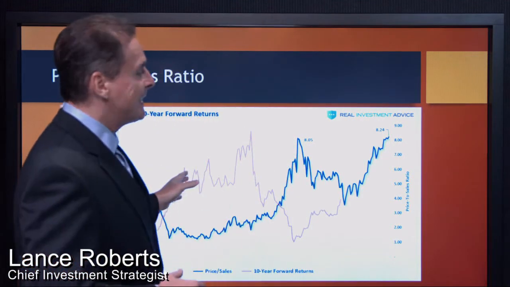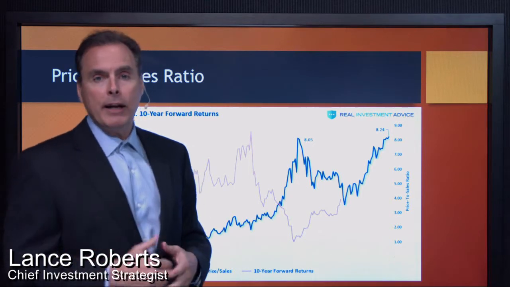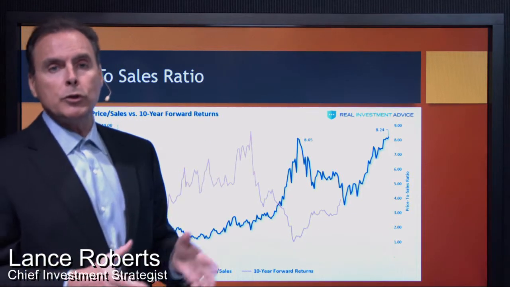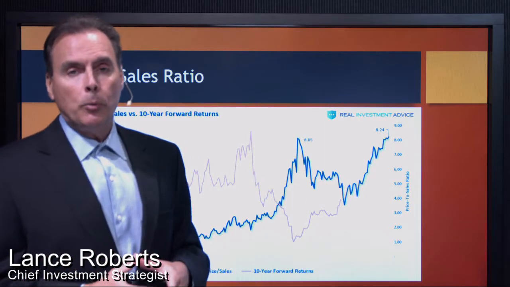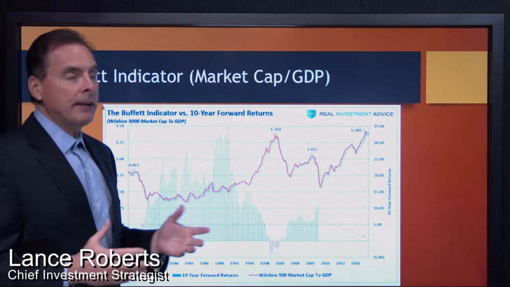Not surprisingly, we see exactly the same thing we're talking about in all the other valuation measures. Lower returns when you overpay for either sales or earnings, you're going to wind up getting a lower rate of return over time. The Buffett Indicator is the last one. It's market cap to GDP.